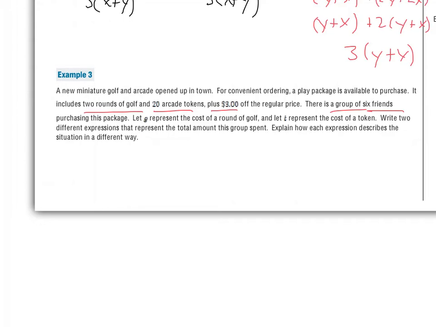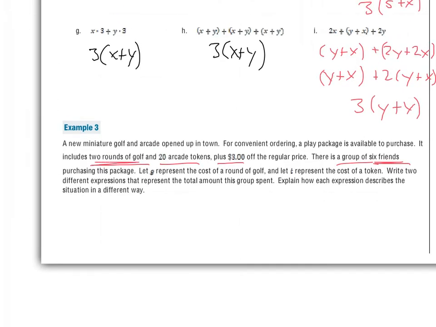So with this, I also think that sometimes it's helpful to think about if we have 6 friends, what is one person paying for. So when I think about this, I start with, well, there are 2 rounds of golf, so 2 times, where does it tell me how much a round of golf costs? G, 2G, and then they pay for the 20 arcade tokens, so 20T, but they get $3 off. So this is a little bit confusing. So it says plus, so we'll write that as a plus, but then that's a negative addition here.